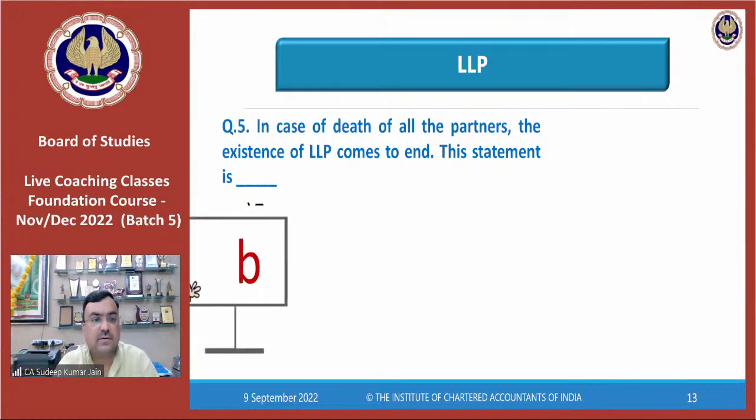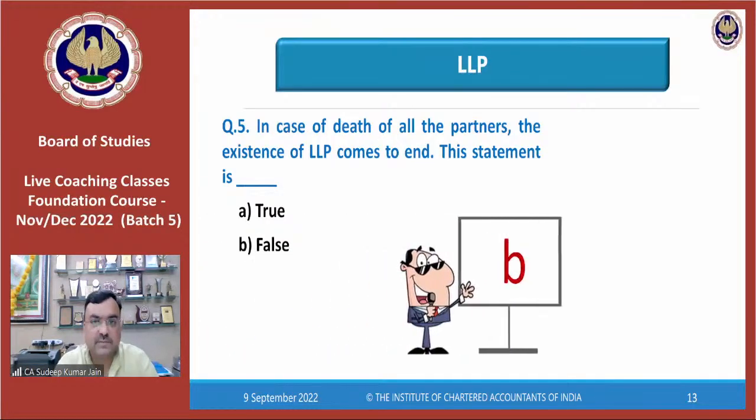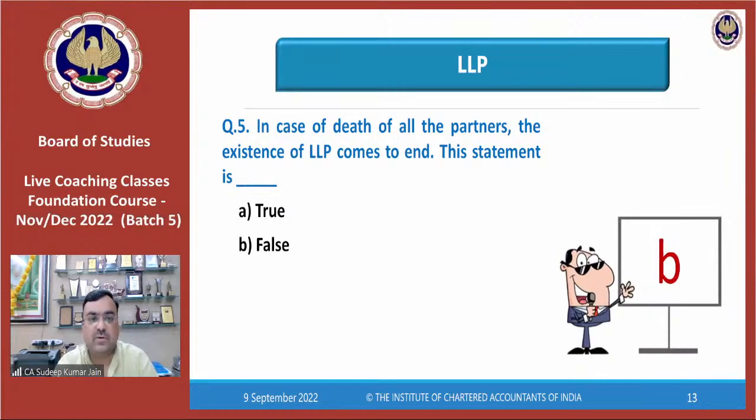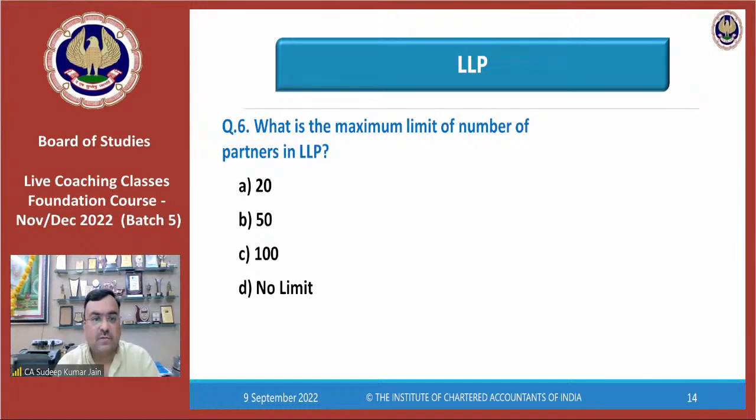This is a false statement. LLP never ends on the death of all the partners. What is the maximum limit of the number of partners in LLP? 20, 50, 100, no limit.